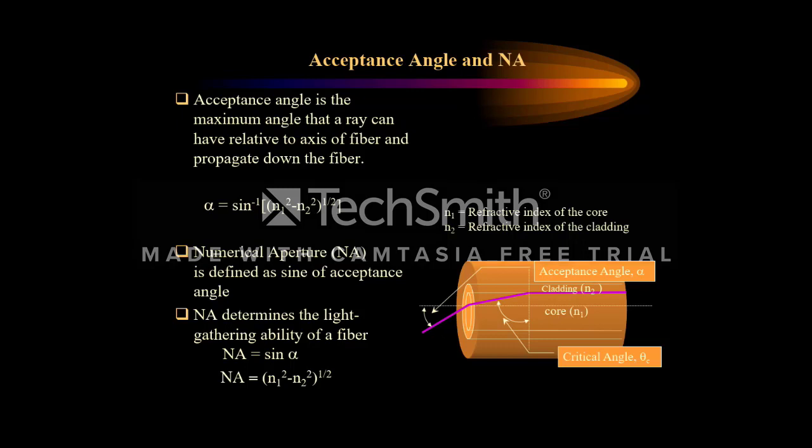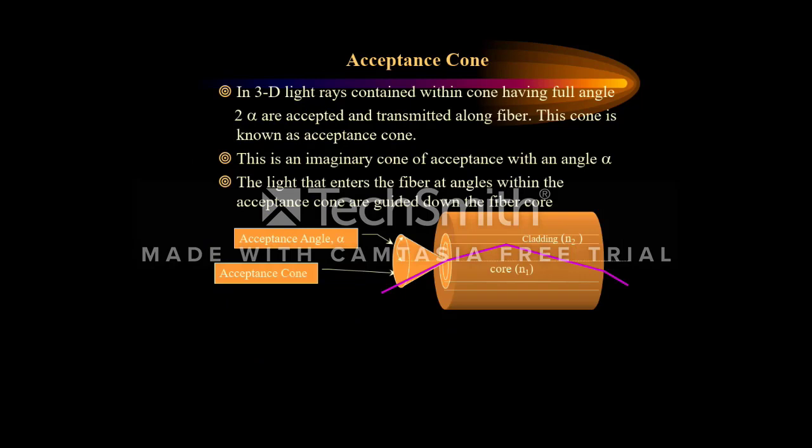So as there is a sine, there will be a cone also. So what happens actually in case of 3 dimensions, all the light rays contained within a full angle 2 alpha are accepted and transmitted along the fiber. So this cone is known as acceptance cone. Actually this is an imaginary cone. There will be no cone outside the optical fiber. So it will be imaginary, but all the rays which are incident within this cone will be propagated along the core and at the output you will get the light.